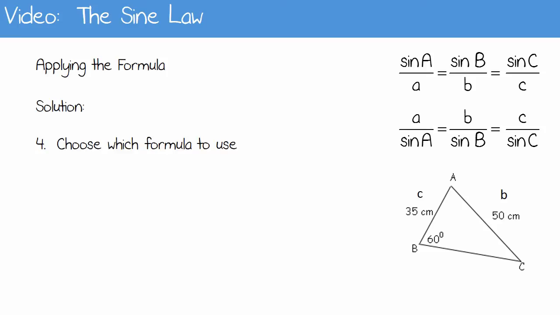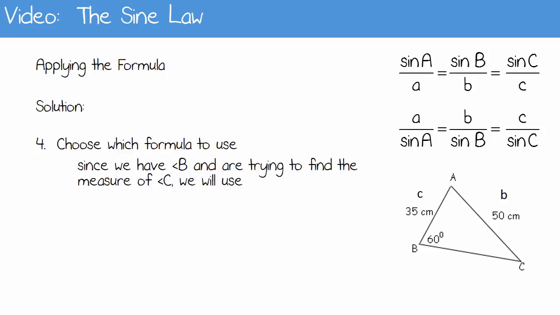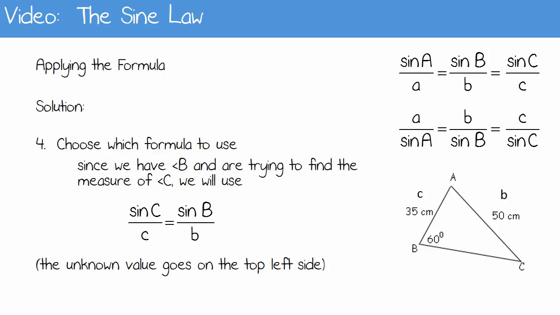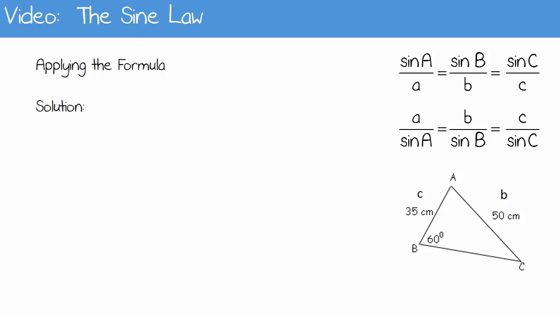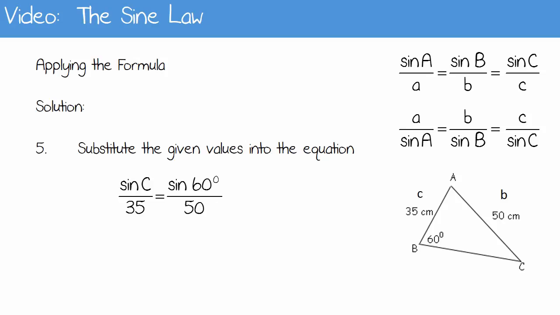Choose which formula to use. Since we have angle B and we are trying to find the measure of angle C, we will use sine C over c equals sine B over b. The unknown value goes on the top left side, remember. Substitute the given values into the equation: sine C over 35 equals sine 60 degrees over 50.